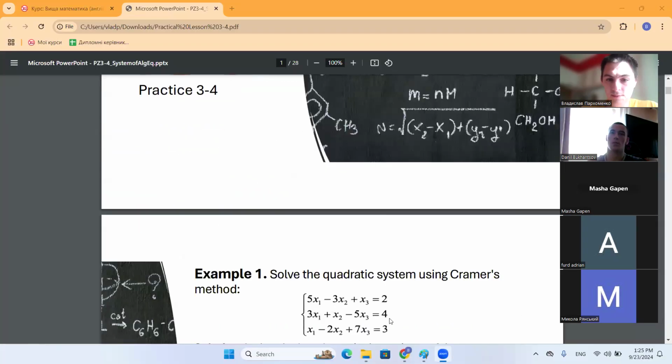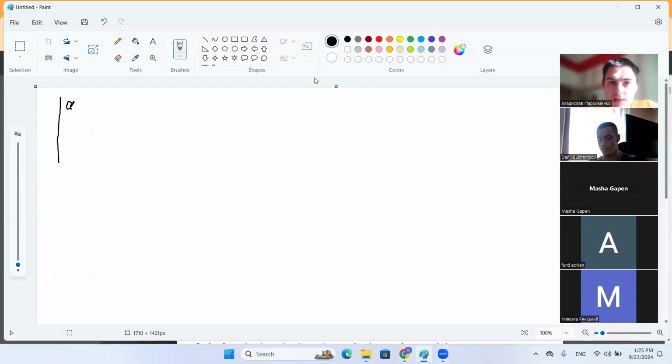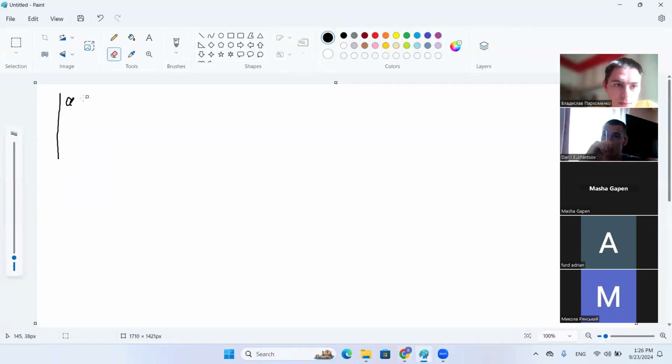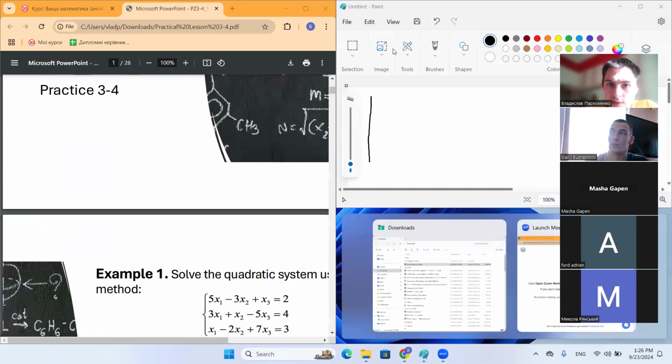Okay, so that's the first example. Let's start solving it together. And about Gaussian method, we will talk a little bit later. It will be good if you help me. So if you take part together with me. So let's firstly calculate.